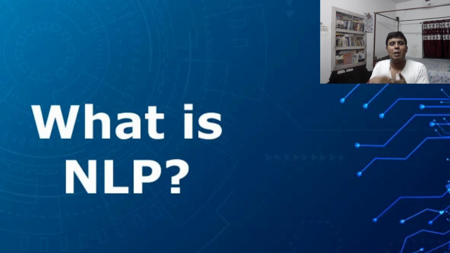NLP is a combination of linguistics, which means the study of language, and machine learning. Computers do not understand our language very clearly, the way humans do. For example, when we read a sentence, we understand its meaning by recognizing the words, the grammar, the context, right? But a computer first breaks down the sentences into smaller parts such as words and punctuation marks, and then analyzes them mathematically, right?